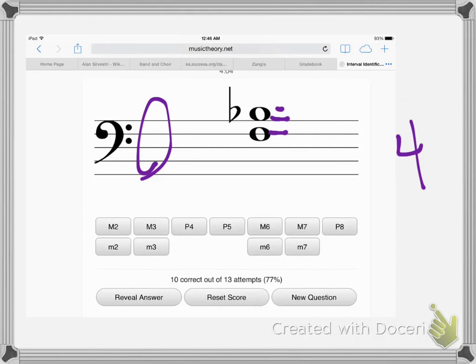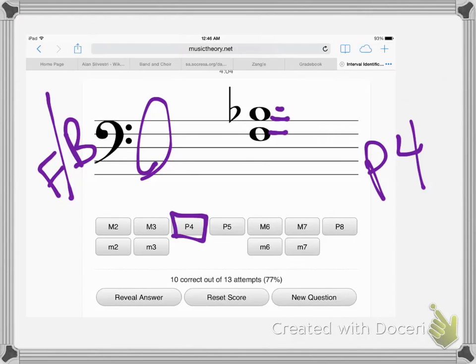An F to a B flat. Uh-oh. We're doing that F-B combination. So in order for it to be perfect, the accidentals need to not be balanced. You either have to have a B flat or an F sharp. And since we have a B flat, we know it's a perfect fourth. That F-B combination with the fourths and the fifths is tough.